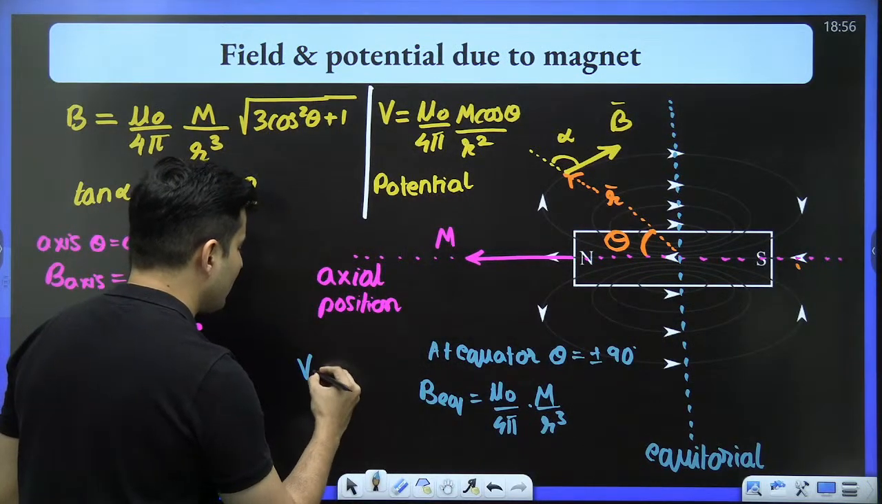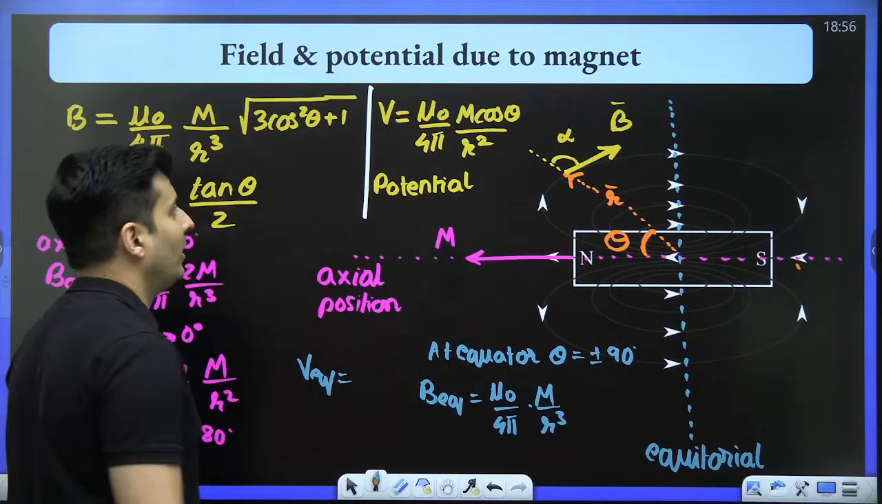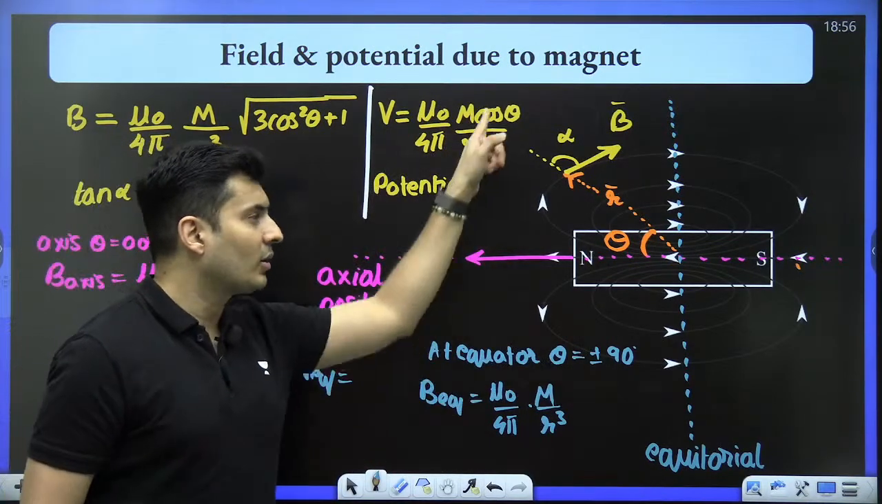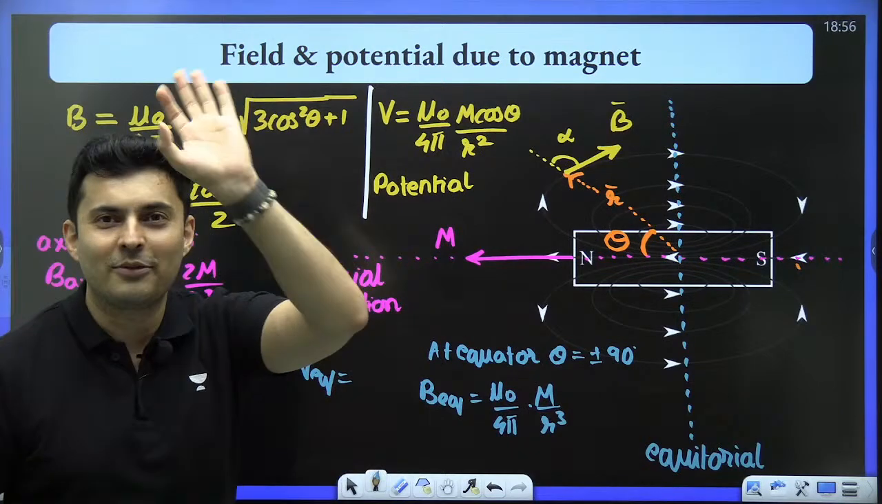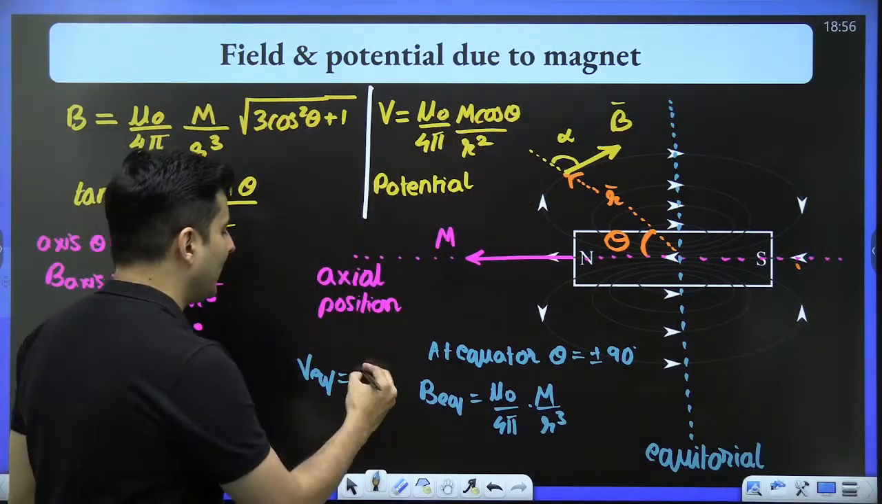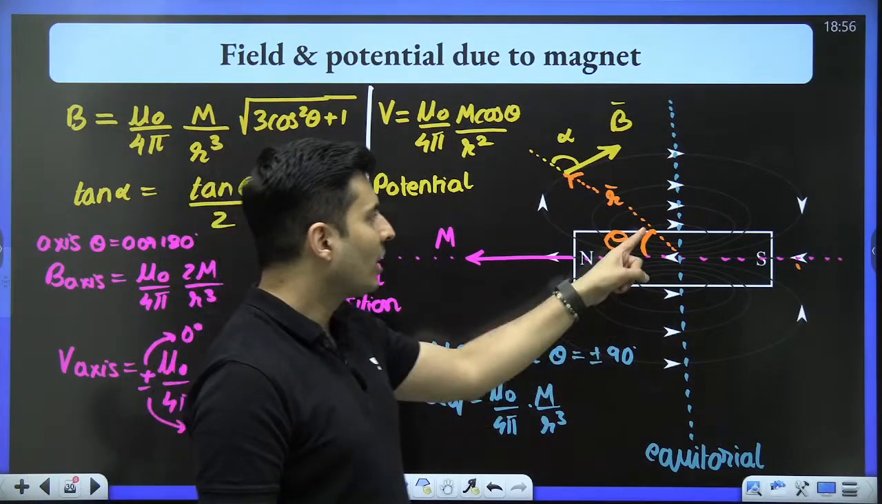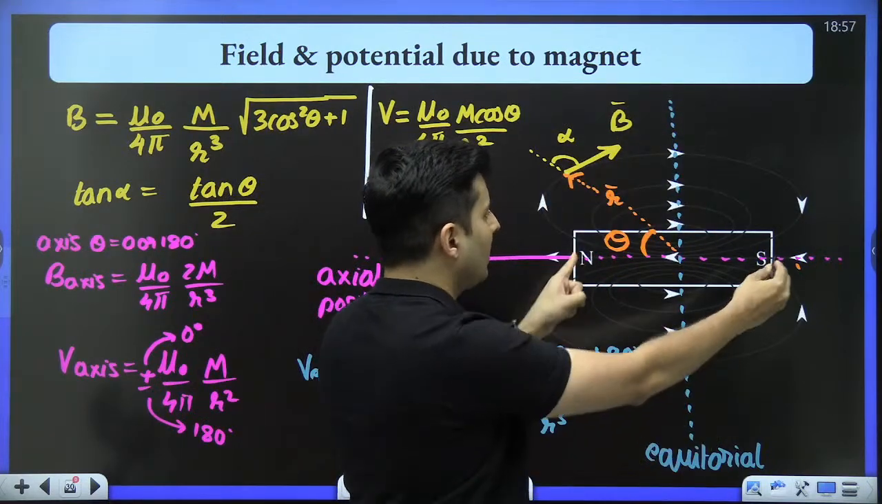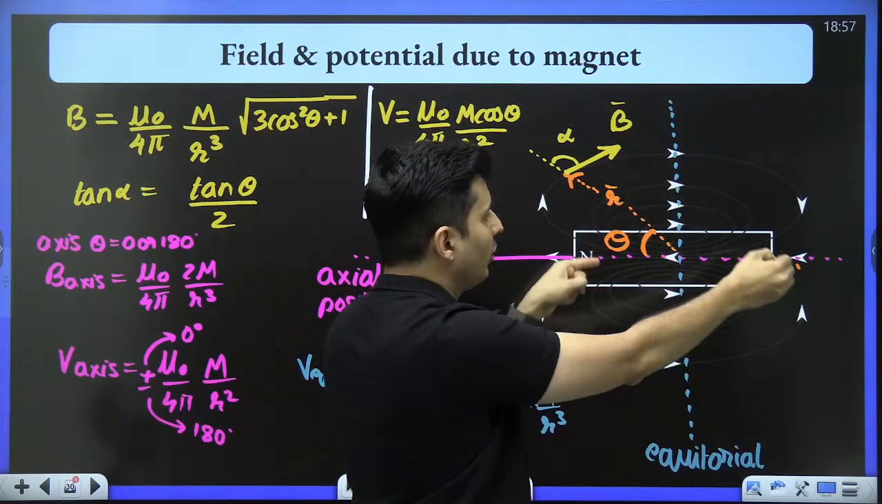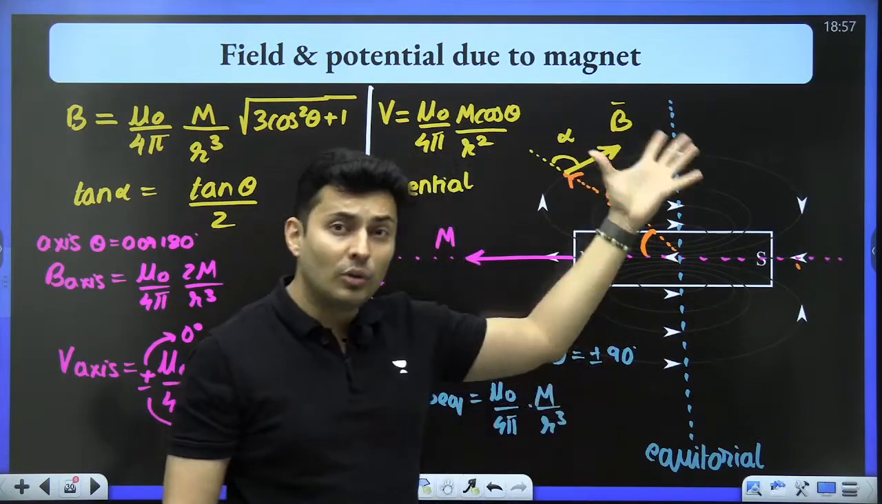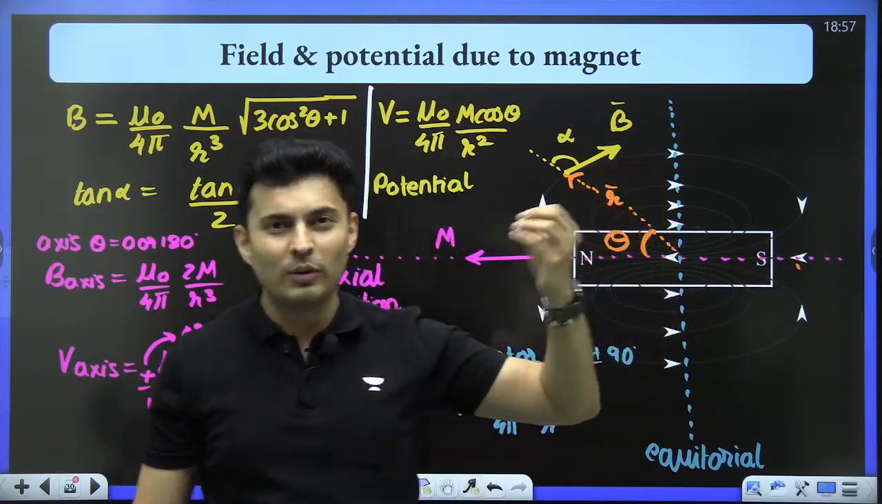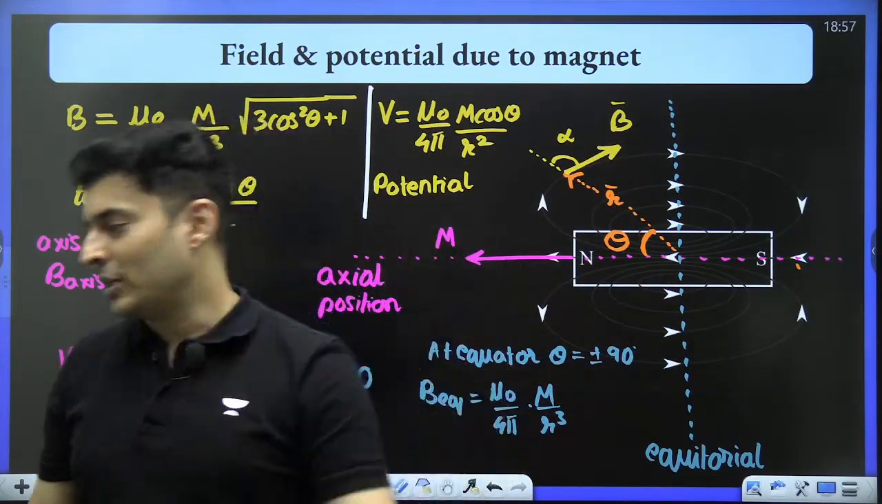Similarly, you can also do the same thing for the equatorial position. It is actually very simple on the equator. If you notice, cos of 90 or cos of minus 90 is a big fat 0. So no matter where you go, the answer is 0. Because if you go on this blue line, you are equidistant from both the poles. So however much potential north will give, the same potential south will give. Both of them will cancel out each other.